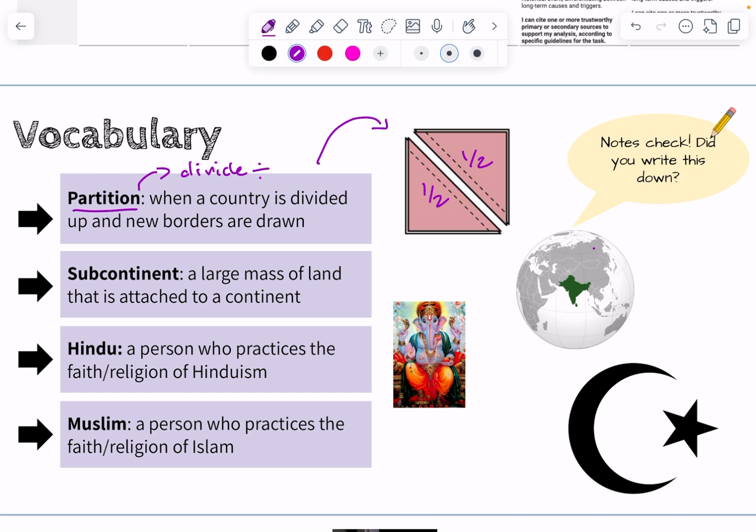Our next word is subcontinent, which is a large mass of land that is attached to a continent. If you take a look at the map right here, India is a part of Asia. However, it's such a big part that it is called a subcontinent, almost like a mini continent.